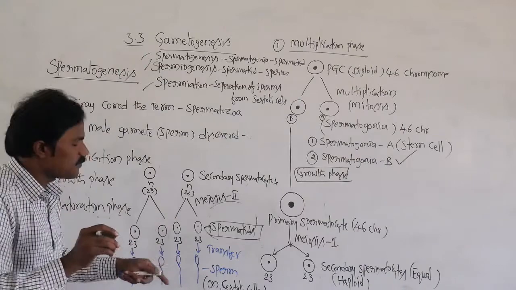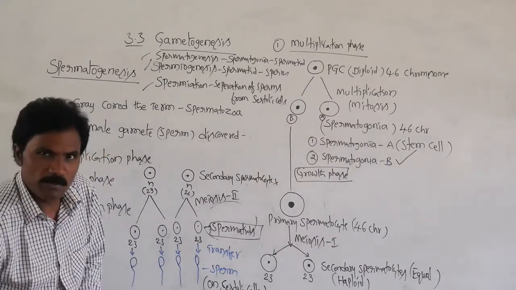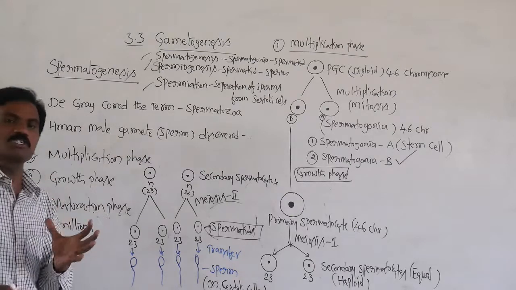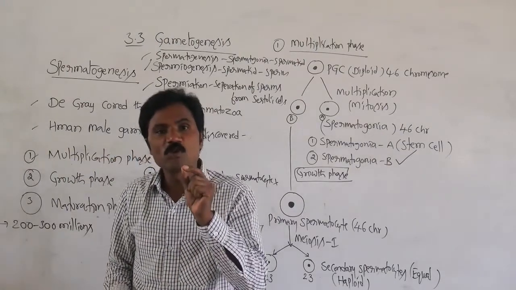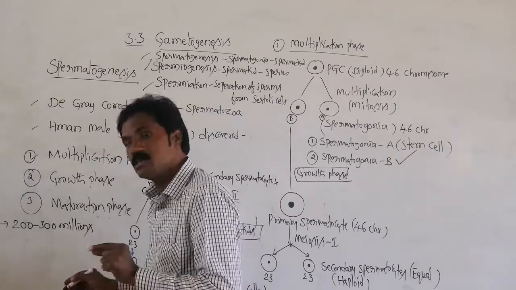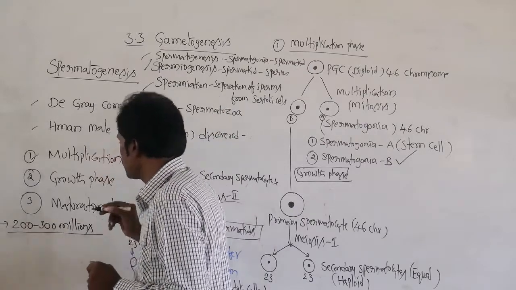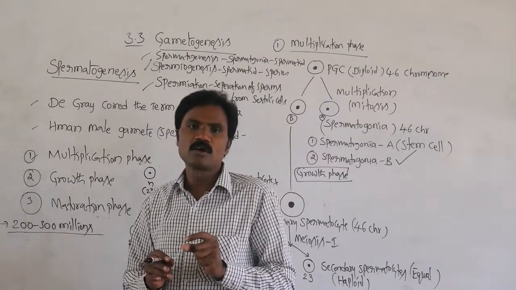On average, how many sperms are released in healthy human beings? A healthy human being releases 200 to 300 million. So both testes release 200 to 300 million for one ejaculation, per day. In one ejaculation, 200 to 300 million are present. Of that, 60% are normal, average.